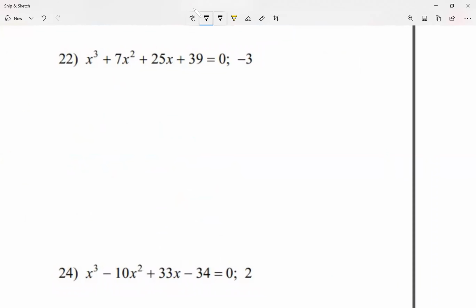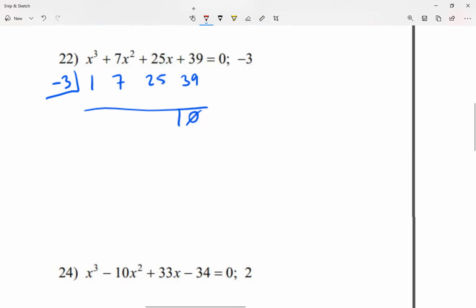Okay, so I have that equation, and then I have the root is -3. So this is my root, and then let me write my coefficients. So 1, +7, +25, +39. Again, in my case, I'm not skipping any, but if you are, put a 0. And I know my remainder is 0 because I said it is a root. Okay, so that way we do this again.